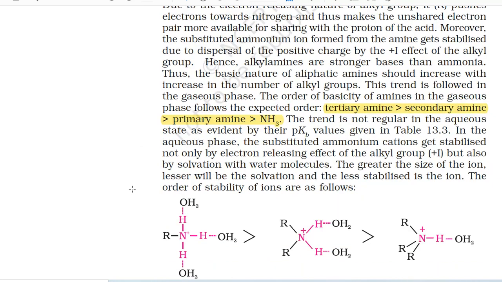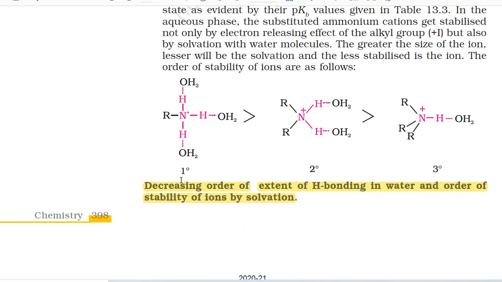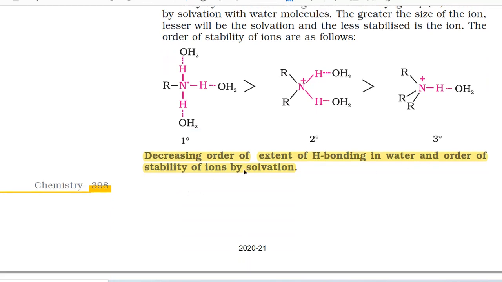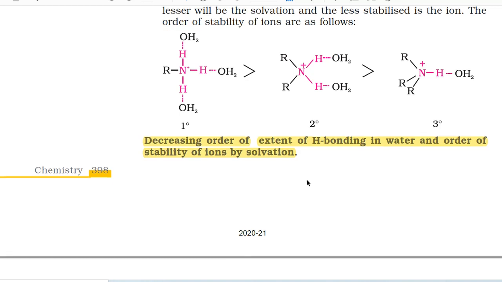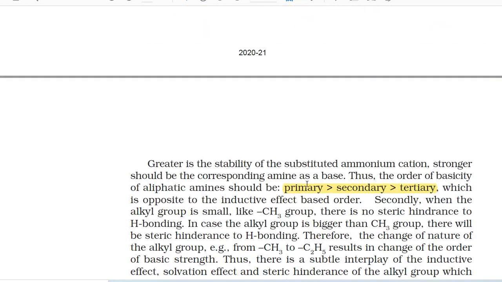In the aqueous phase, the substituted ammonium cations get stabilized not only by the electron releasing effect of the alkyl group but also by solvation with water molecules. The greater the size of the ion, lesser will be the solvation and less stabilized is the ion. The order of stability of ions is as follows: primary is greater than secondary and secondary is greater than tertiary. This is the decreasing order of extent of hydrogen bonding in water and order of stability of ions by solvation.